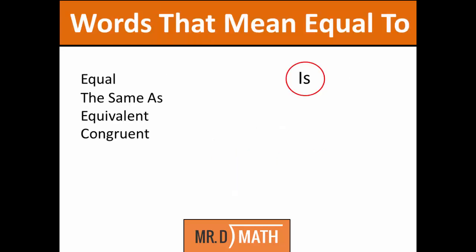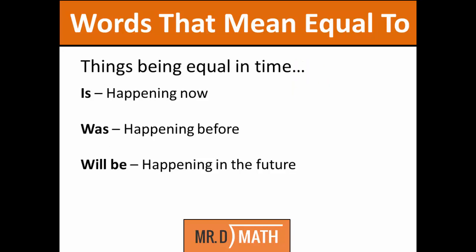All right, how about words that mean equal to? Equal, the same as, equivalent, congruent, and the word is that we've talked about before. Is another word that means equal. Well, how does that happen in time? Well, let's look at it. So in time, is happening now. Was is happening before. Will be is happening in the future. So something is now, was before, will be in the future, always another way of an equal sign.